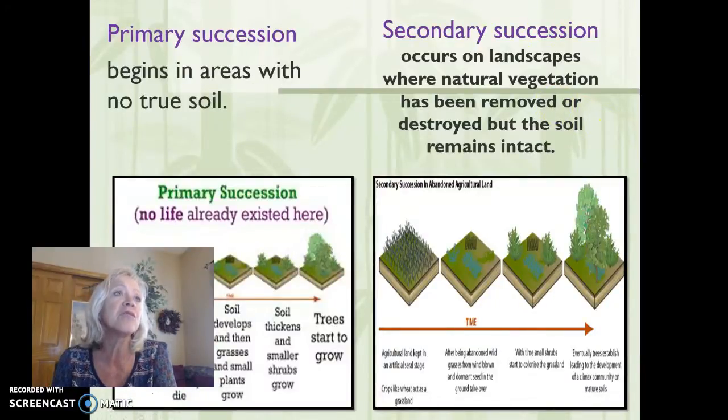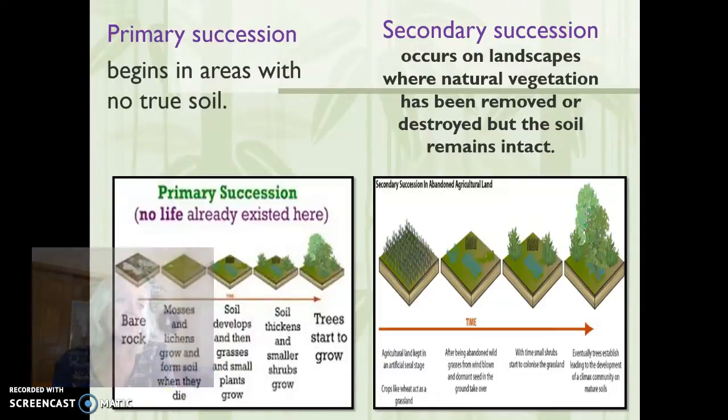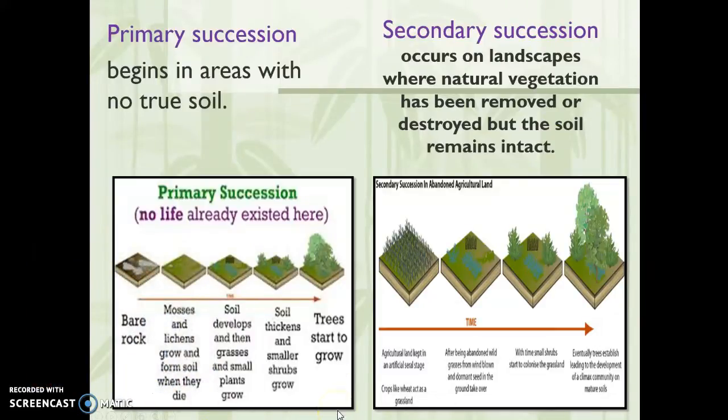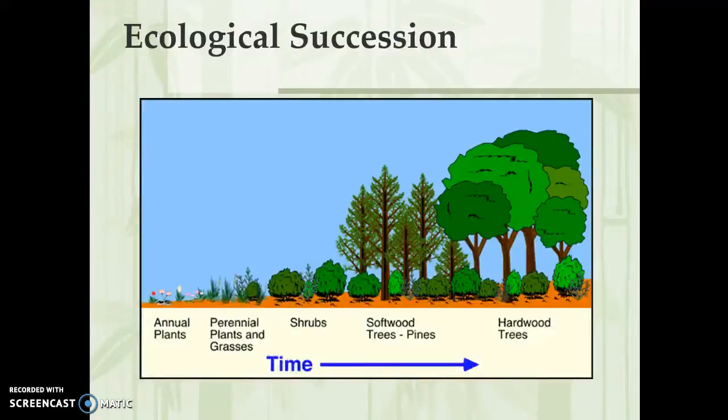Primary succession begins with areas with no true soil, and no life had already existed there. So you start with bare rock, mosses and lichens. Soil develops, and then grasses and small plants. Soil thickens, and trees start to grow. Secondary succession occurs on landscapes where natural vegetation has been removed or destroyed, but the soil remains intact. So those are the first 2 vocabulary words you need to know for succession. And I hope, again, this is review for you.